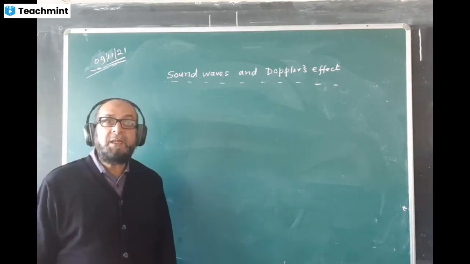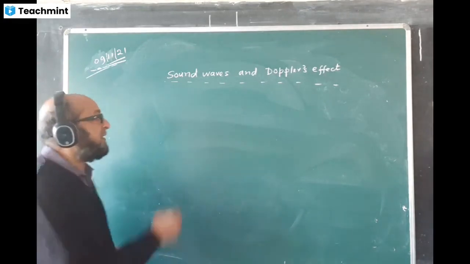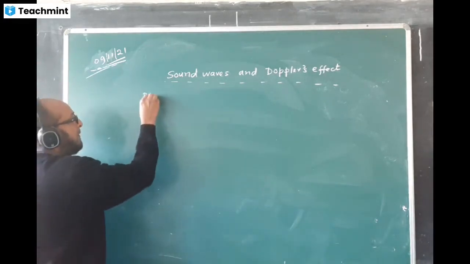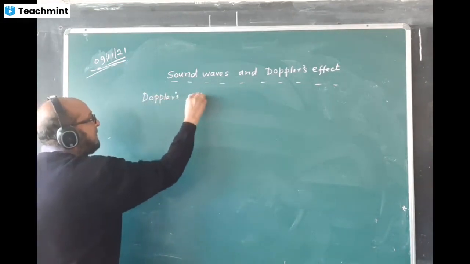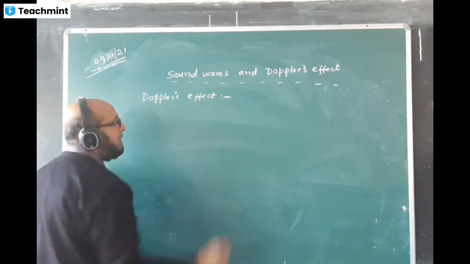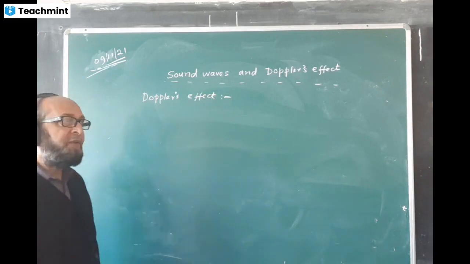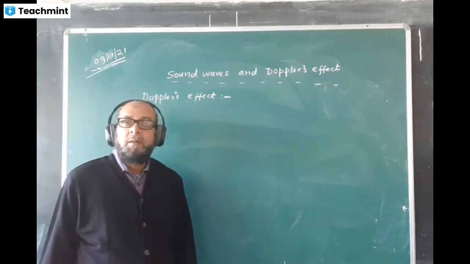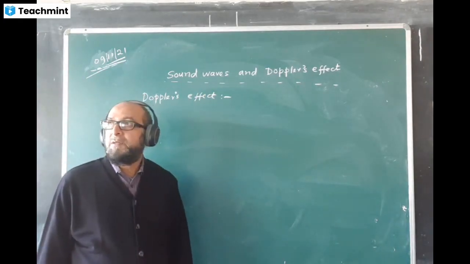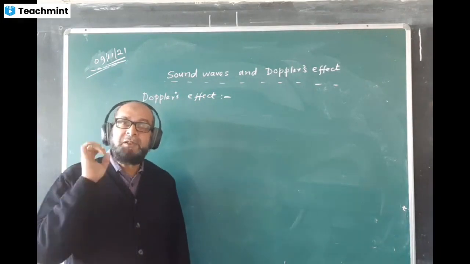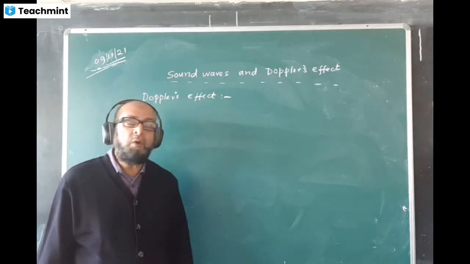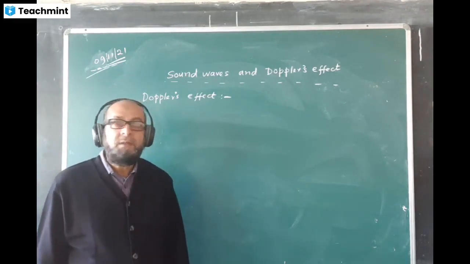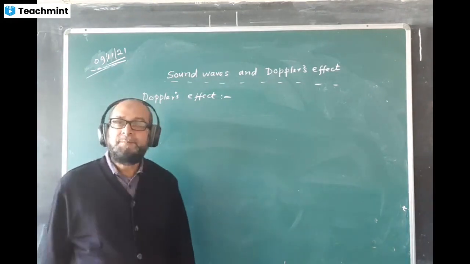Now, in class 11, mainly you have to learn about Doppler's effect. You have to mainly learn about it. Doppler's effect is a phenomenon. We say the apparent change in the frequency of sound due to relative motion between the source and the observer is called Doppler's effect.